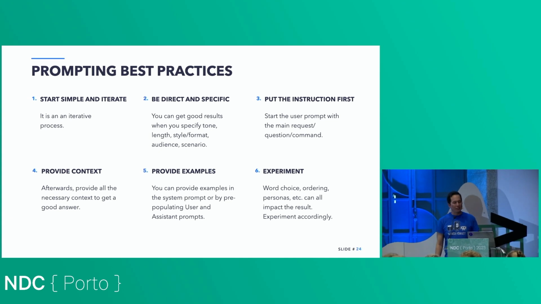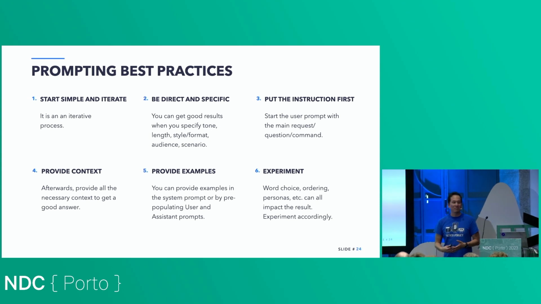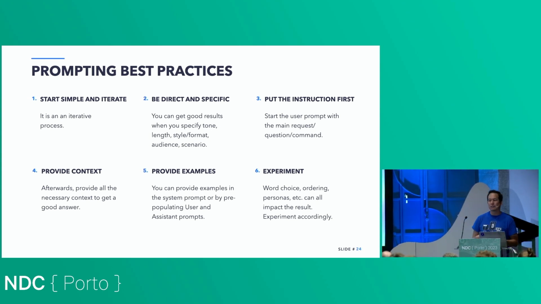Start simple and iterate. Start with the simplest thing possible and then iterate towards a useful response. Be direct and specific. You can often get good results when you specify the tone you want, be polite. When you specify the length, in 100 words or less. When you specify the style of format, please format this as a list of bullet points or JSON. And then a scenario, you are a professor of history.